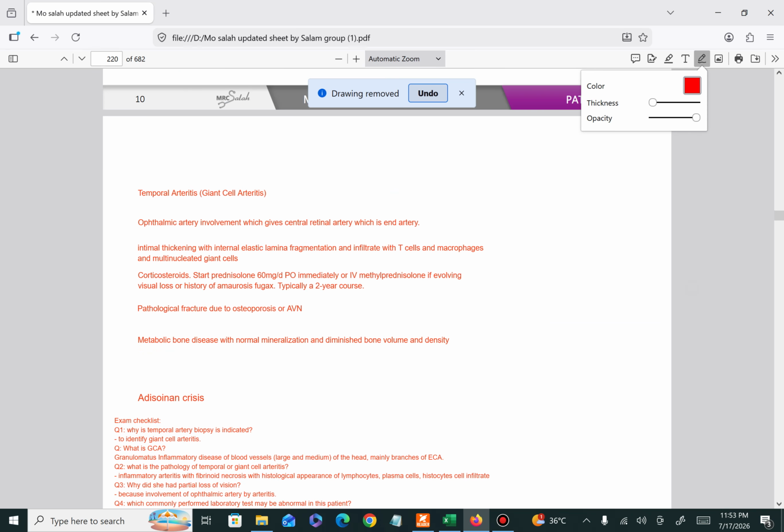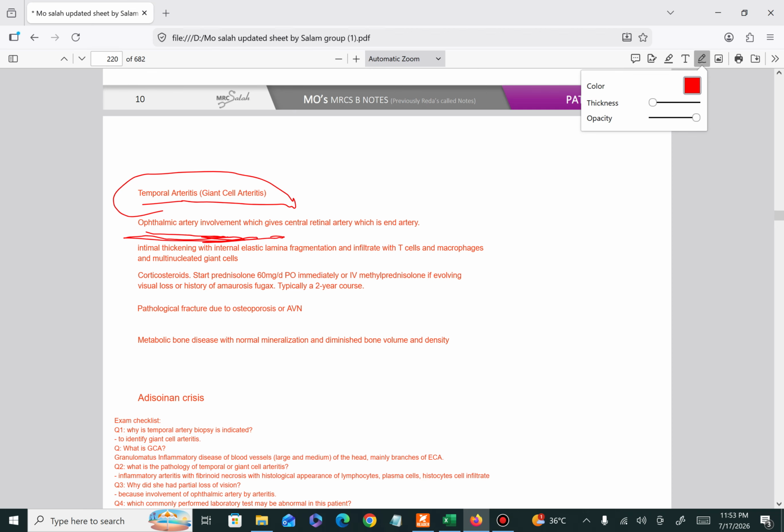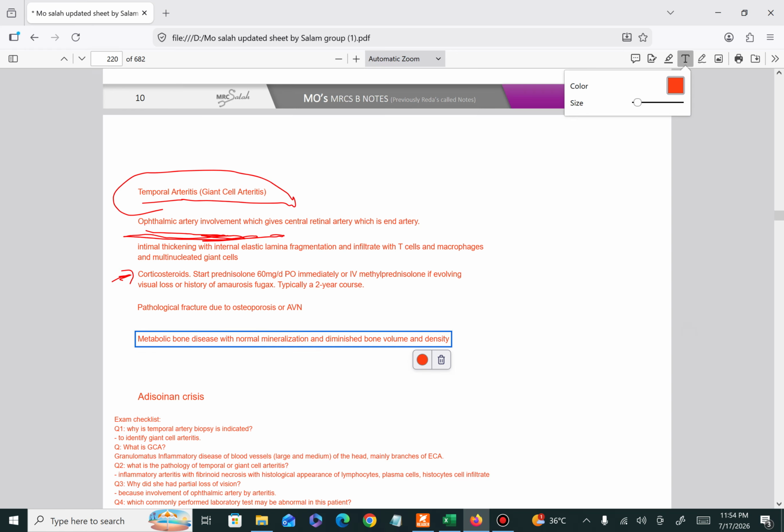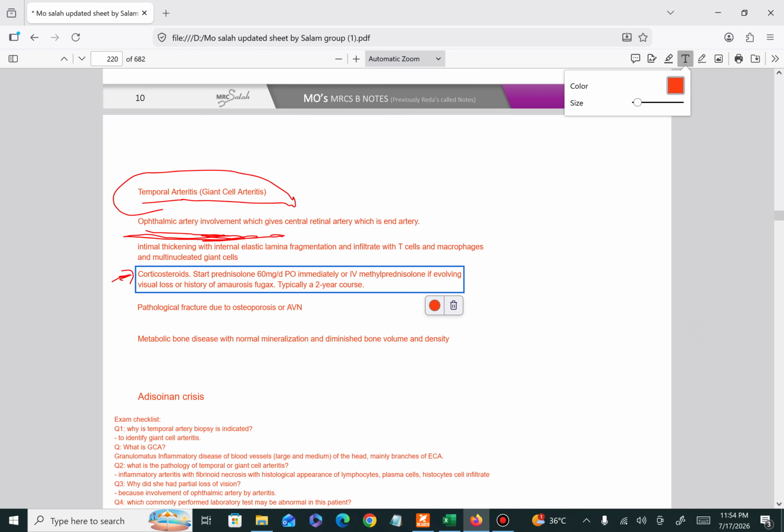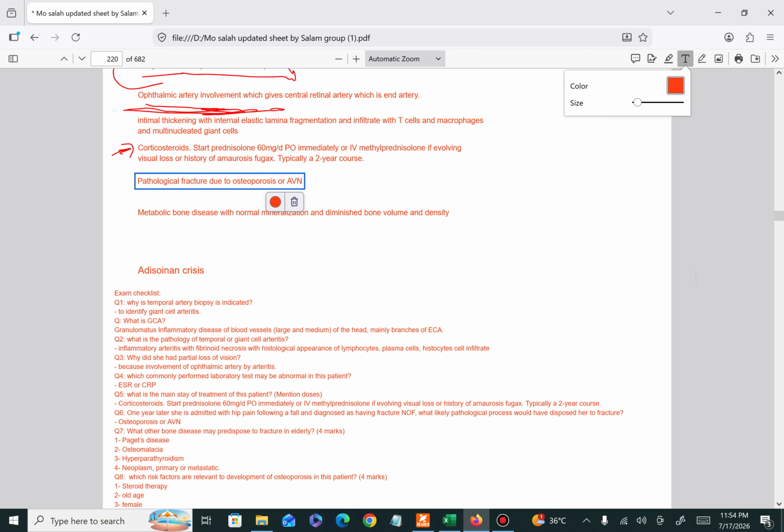Temporal artery arthritis we have already discussed. There can be ophthalmic artery involvement, which gives irreversible blindness, and we will use corticosteroid. First, prednisolone, or IV methylprednisolone if there is evolving visual loss or a history of amaurosis fugax, pathological fracture due to osteoporosis, or avascular necrosis.